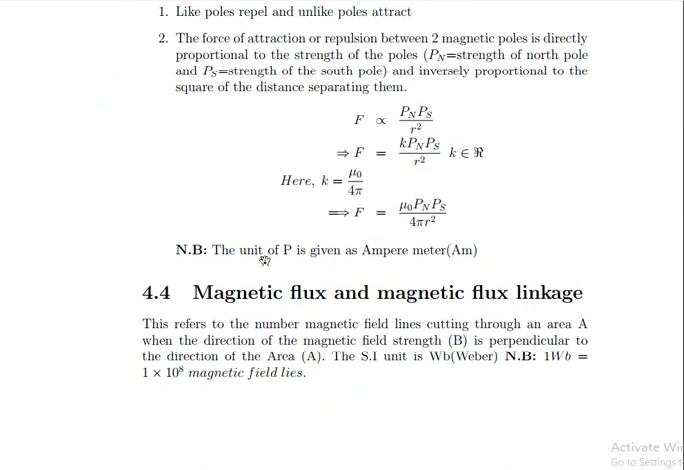So now the unit of P is given as ampere meter, where P is the strength of each pole. Pn is the strength of the north pole and Ps is the strength of the south pole.